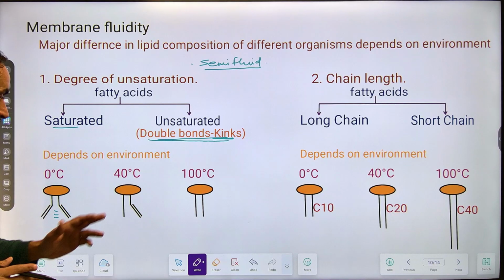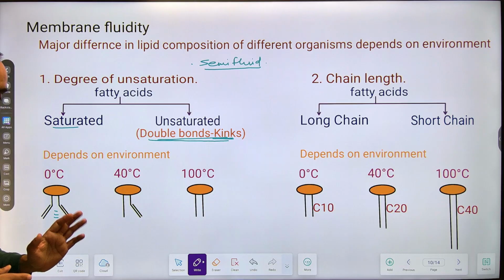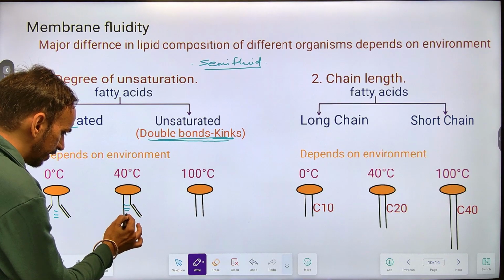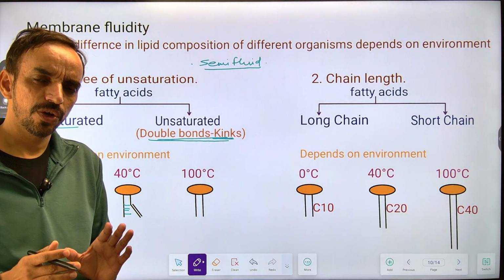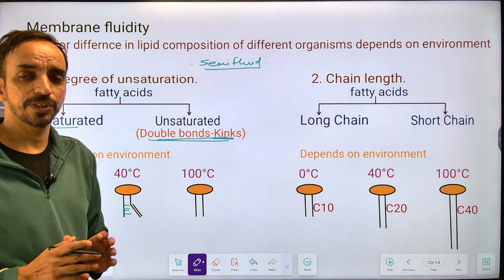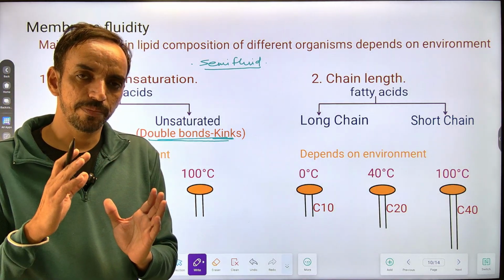Like if there is an intermediate temperature like 40 degree centigrade, there is one fatty acid chain which is unsaturated, one is saturated. Again, there is lesser hydrophobic interactions और जो semi fluid nature है वो maintain रह जाएगा। But at higher temperature, that is 100 degree centigrade, वहां पे क्या है, the lipid is going to melt now.